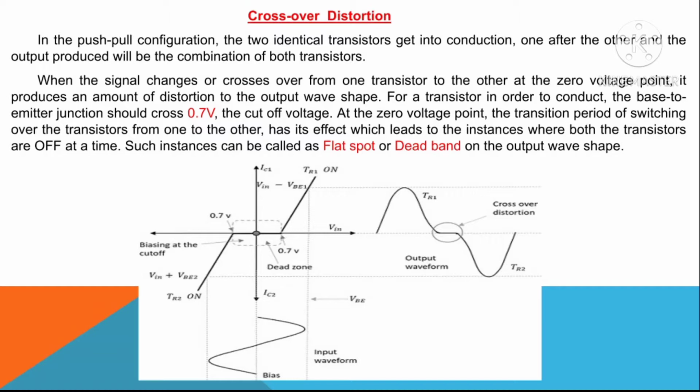Friends, in the last lecture we had discussed the class B push-pull power amplifier. In that push-pull configuration, the two identical transistors get into conduction one after another, and the output produced will be the combination of both the transistors.